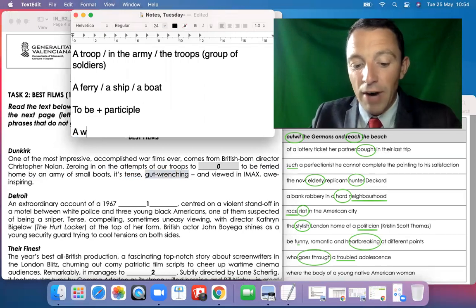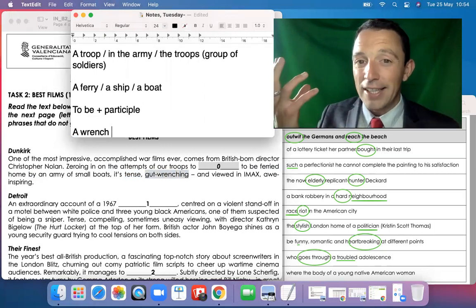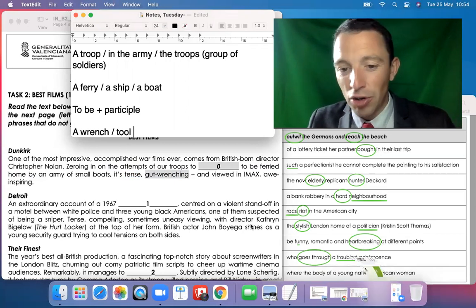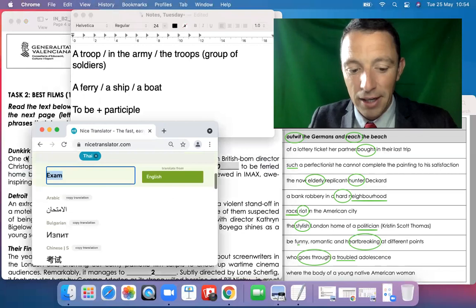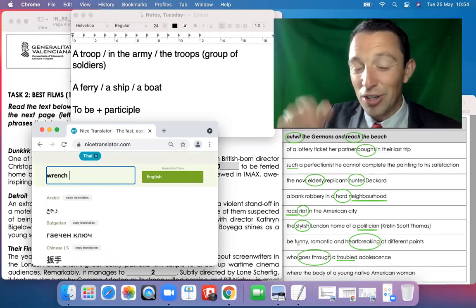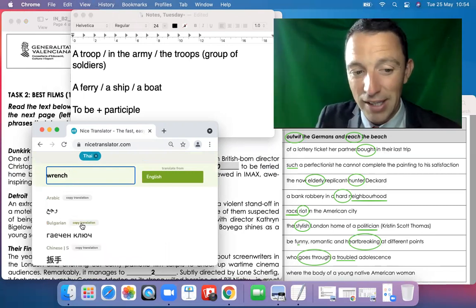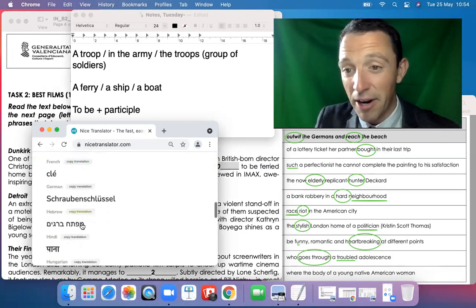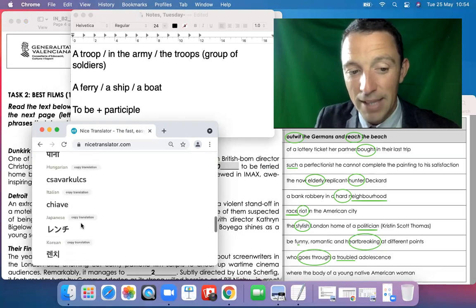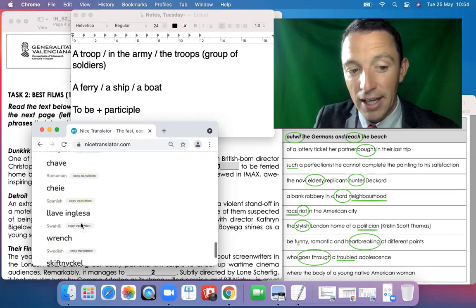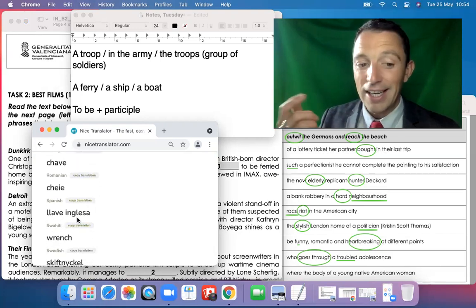Okay, so a wrench, I think, is the object, like a tool. Okay, it's a specific tool, and I'm going to show you the translation here because it's very, very specific. A wrench is the object, the tool that we use to turn a screw or to turn something very, very difficult. So here's the translation in different languages. And you can see all the different languages, very, very different. Italian, chiave. Malay is the same. Portuguese, chave. And in Spanish, it's a llave inglesa.